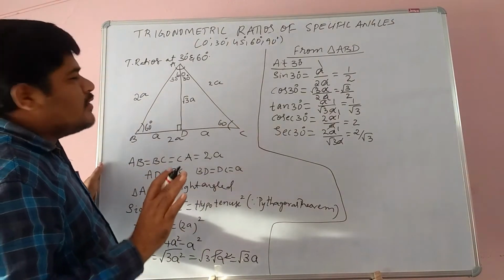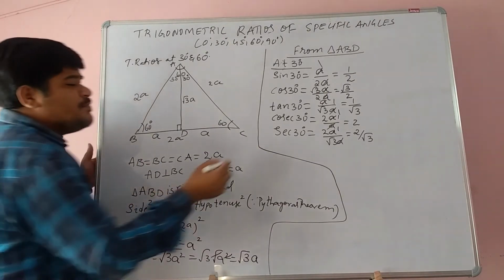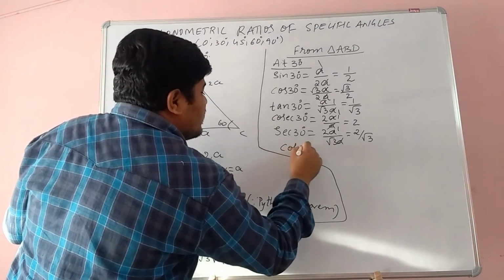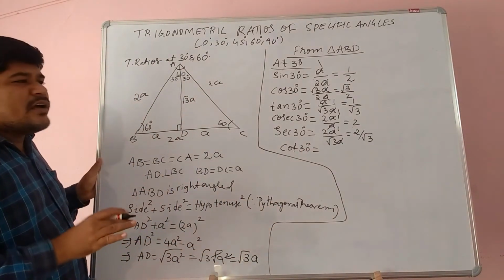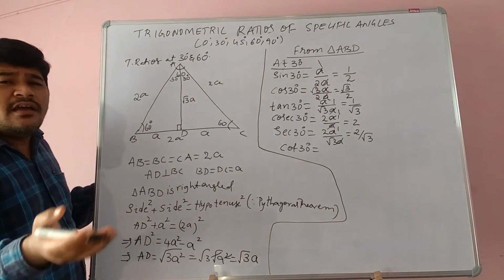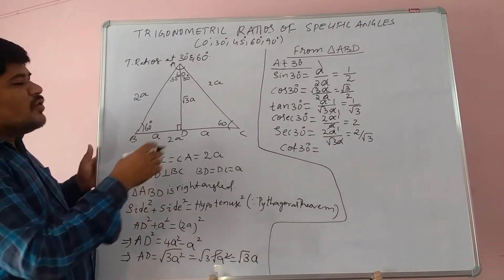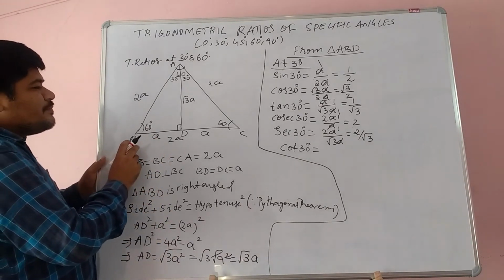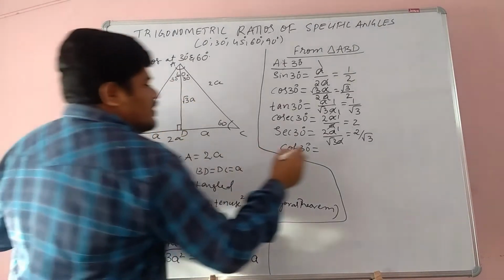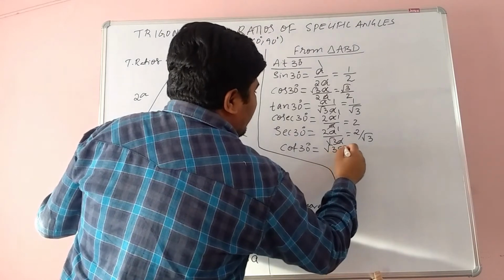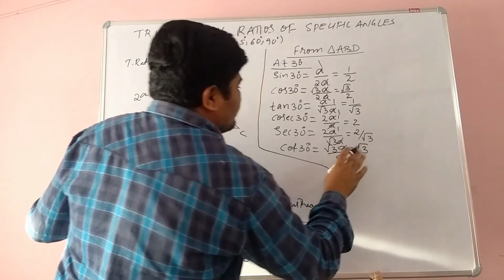And finally, what is left? Cot theta. So with respect to 30 degrees, what is the cot 30 degrees value? This is the reciprocal of tan theta. What is tan? Opposite side by adjacent side. What is cot? Adjacent side by opposite side. So cot 30 degrees is equal to adjacent side by opposite side, that is root 3A by A, cancel. So what we got? Root 3.